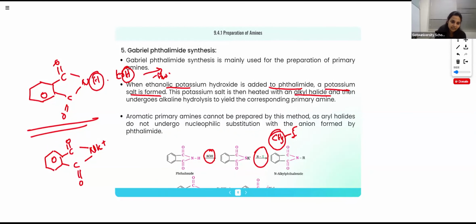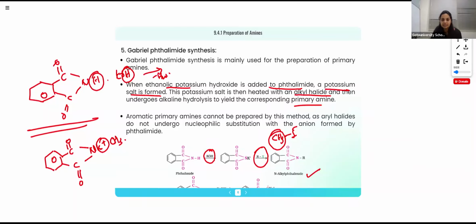Suppose we are taking CH3. So what will be the product? Instead of this K plus, it becomes CH3. That is called an alkyl phthalimide. See, this one is clear, right? This potassium salt is heated with alkyl halide and then undergoes alkaline hydrolysis to yield the corresponding primary amine. Then what you have to do? Do hydrolysis. Then on the hydrolysis, you will get the corresponding product, the primary amine.